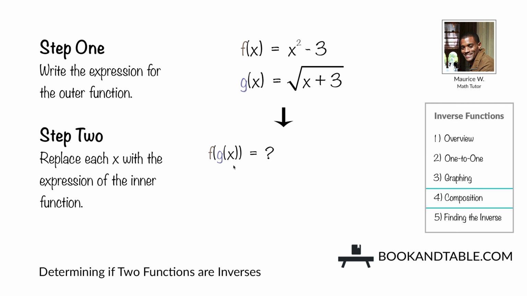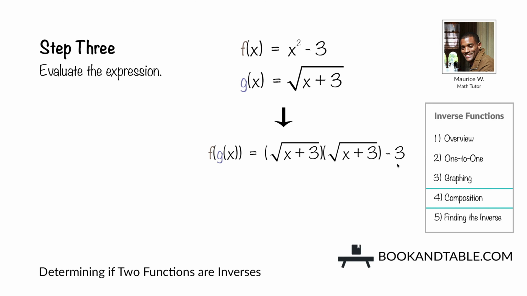So step 1, write the expression for the outer function, which would be the f function, x squared minus 3. And now we want to replace each x with the expression of the inner function. So where we normally have x, we have g of x. So we want to replace x with the square root of x plus 3. So we'll get the square root of x plus 3 squared, and then minus 3.